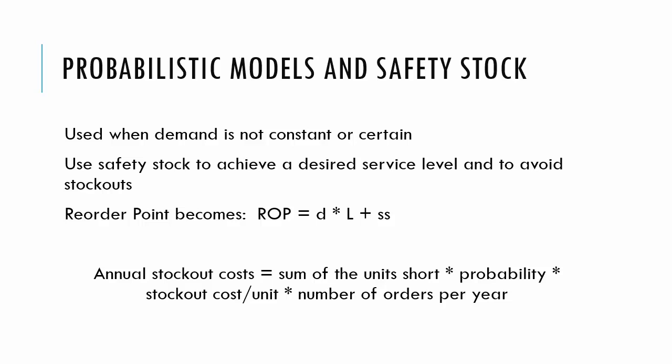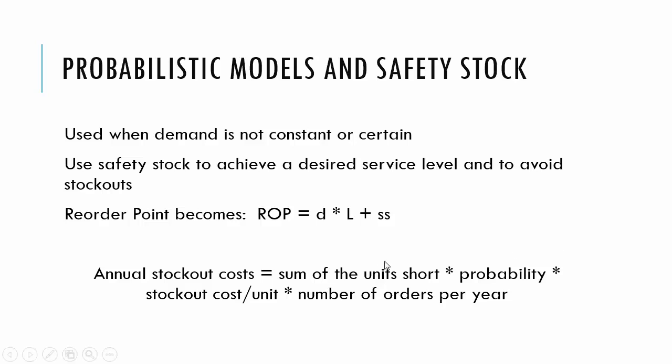One way to handle when demand fluctuates is to hold on to stuff called safety stock. It's inventory that you hold to cover any fluctuations in demand, especially during lead time. So the reorder point becomes what our basic reorder point was, little d times big L, plus whatever we decide to hold for safety stock to handle those fluctuations. And then our annual stockout cost can be calculated as the sum of the units short times the probability of that occurring times the stockout cost per unit times the number of orders per year.